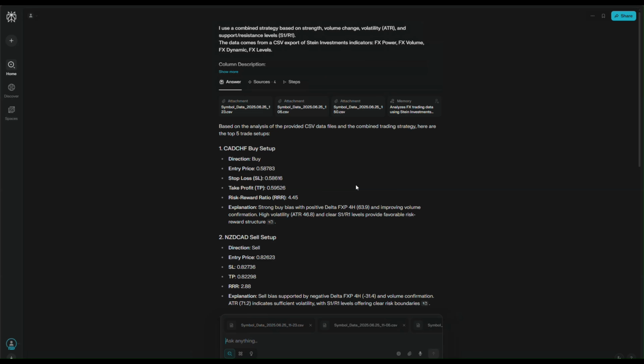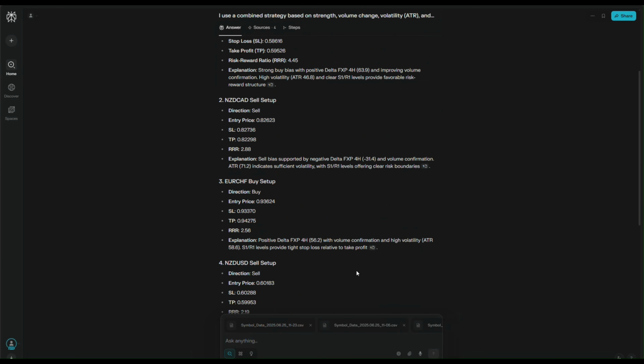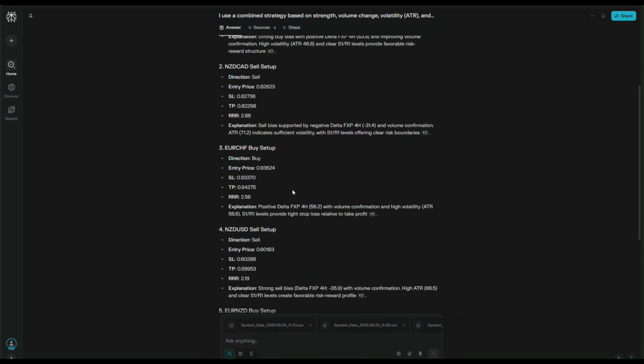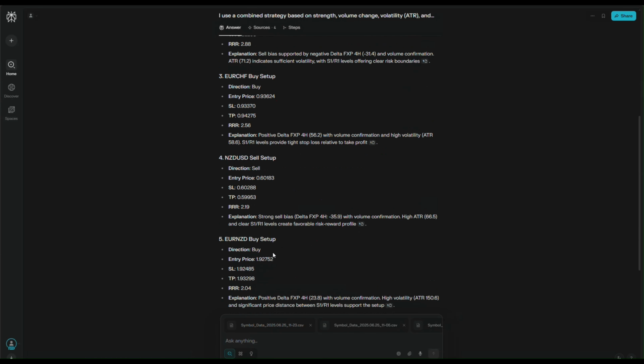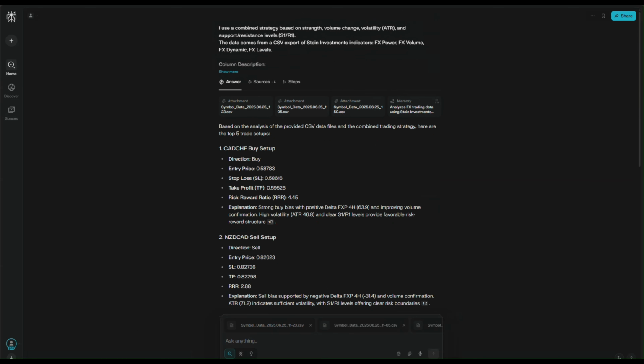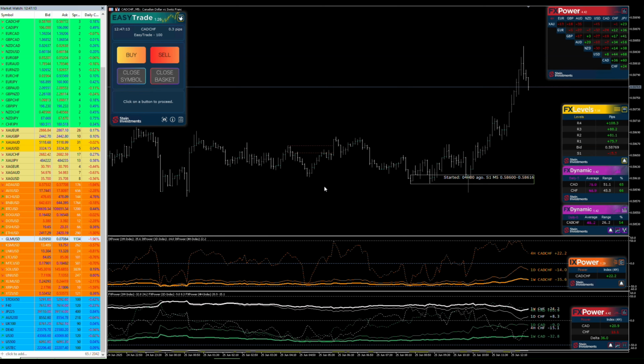The first recommendation is Canadian dollar Swiss franc buy with a great risk reward ratio of 4.45. This is really outstanding. Then we have New Zealand dollar Canadian dollar sell with a risk reward ratio of 2.88. The explanation is also interesting to read, but I just go quickly through it and trade the recommendations one by one here in our chart with EasyTrade.